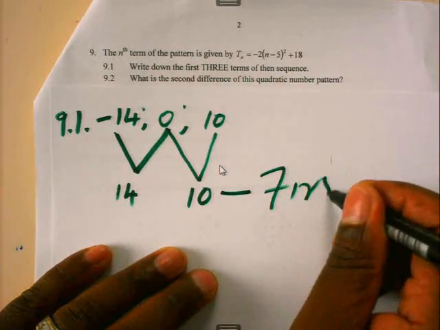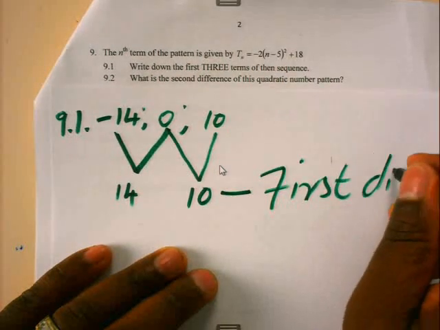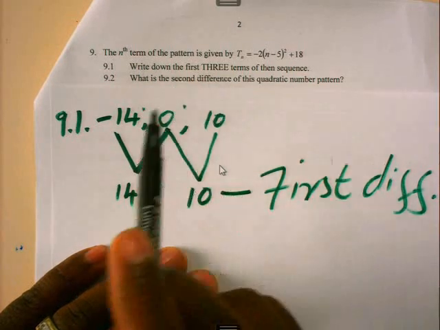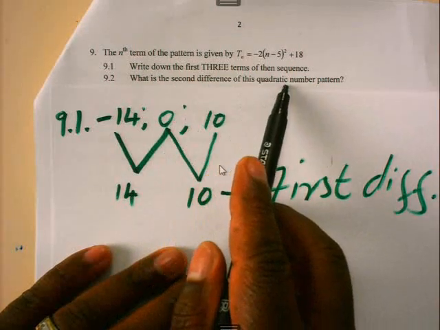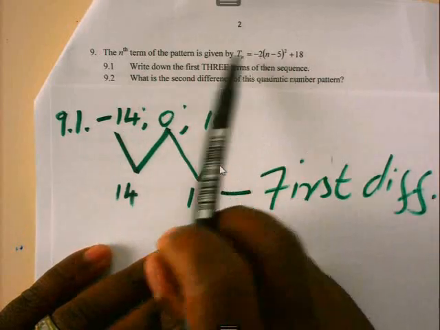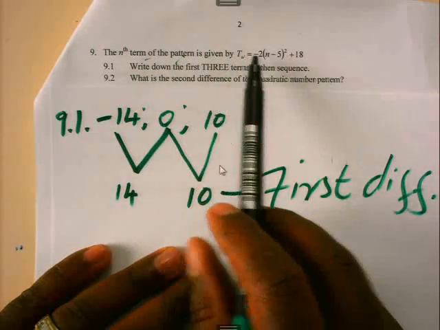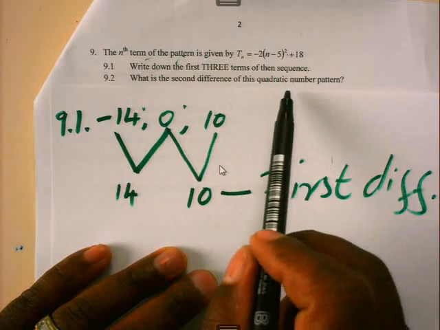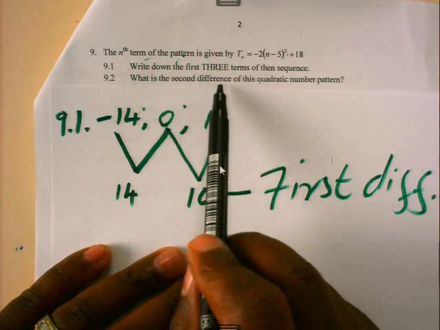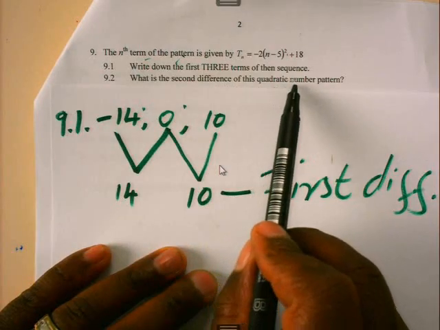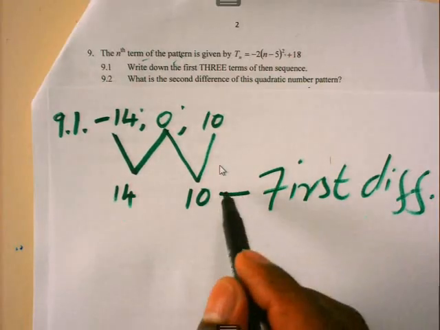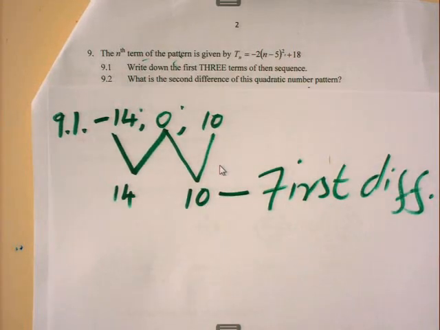The question states, what is the second difference of this quadratic number pattern. It wasn't stated here that it is a quadratic pattern, but because it was squared, we concluded it is a quadratic pattern. And even this question states the second difference of this quadratic number pattern. So this is the first difference. For a quadratic number pattern, there must be a second difference, and the second difference is common.